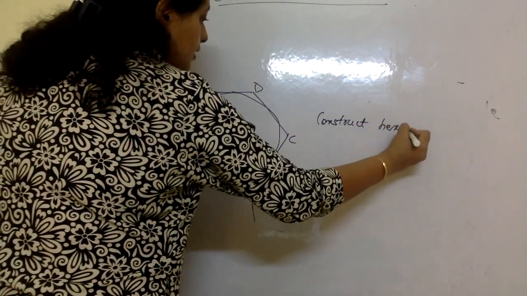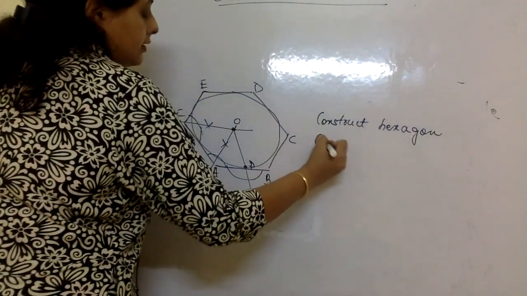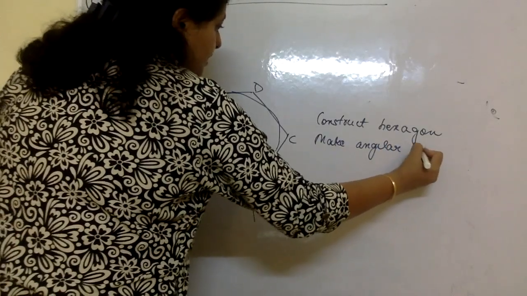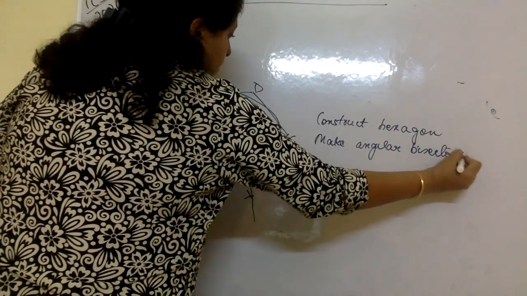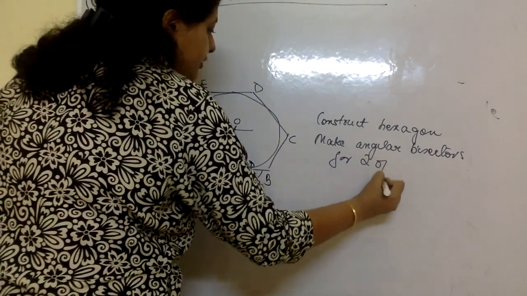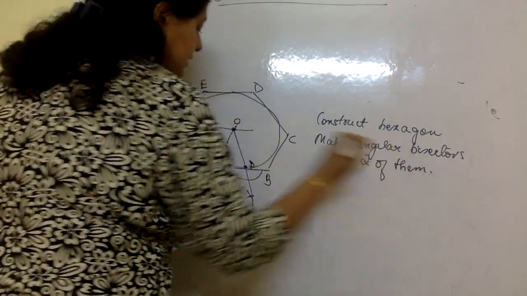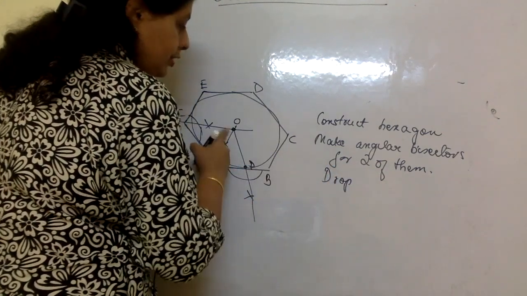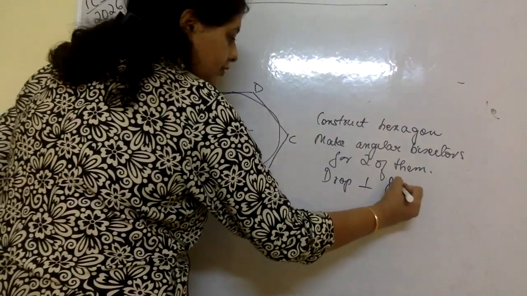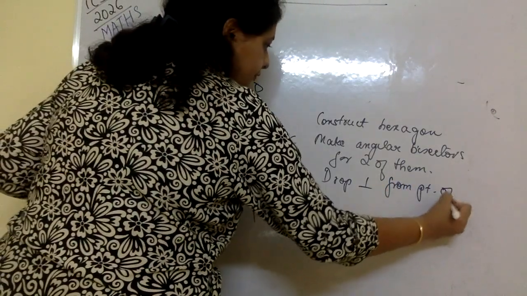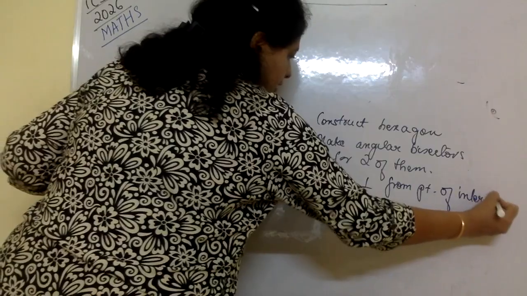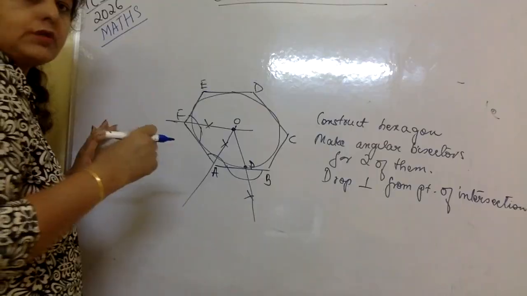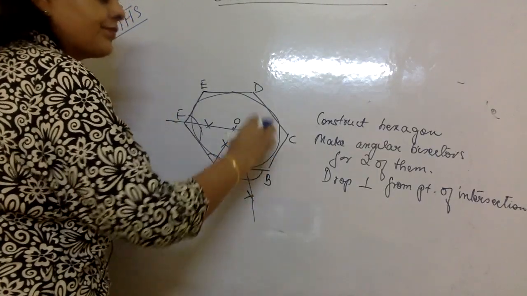So first construct the hexagon. Make angular bisectors for two of the angles. Drop a perpendicular from the point of intersection of the angular bisectors. Now draw the incircle.